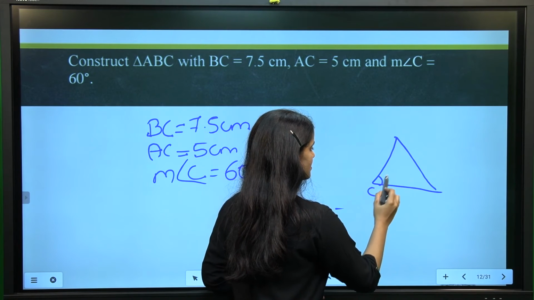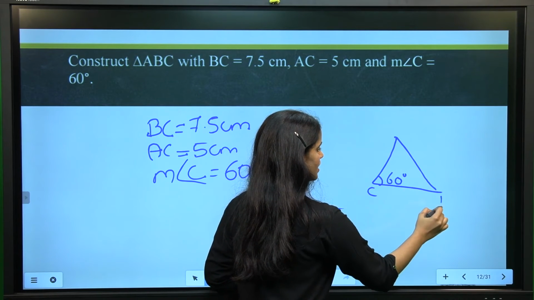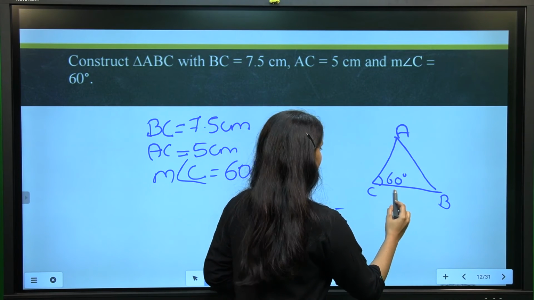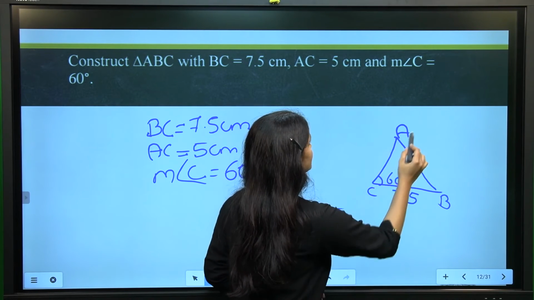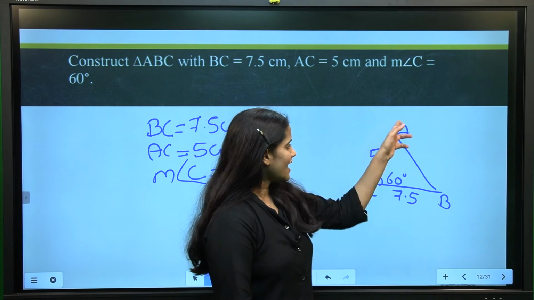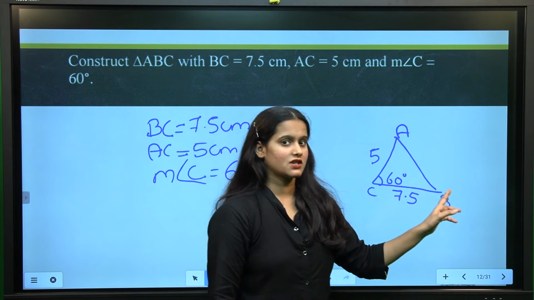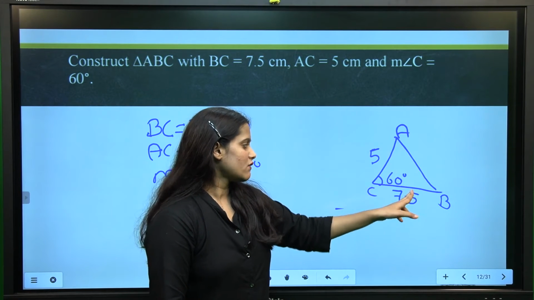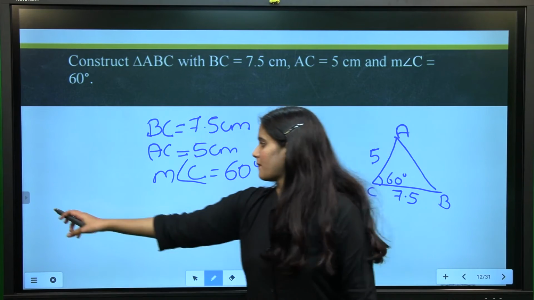C you can take here 60-degree, and B you can take, A you can take. So this will be 7.5, and then AC is how much? 5 centimeter. Likewise also you can do it. AB is not given, but still you can do the construction. So let's see how to do the construction when only two sides and one angle is given. Okay.